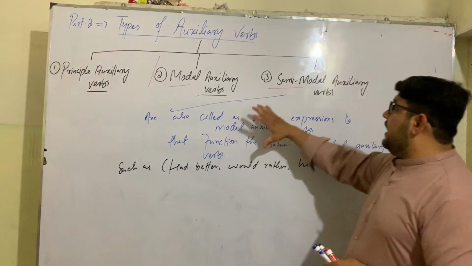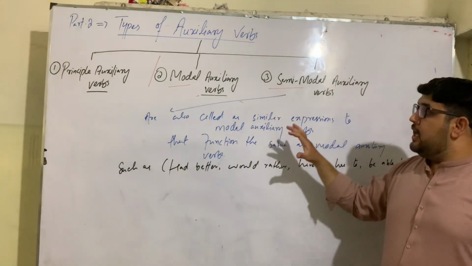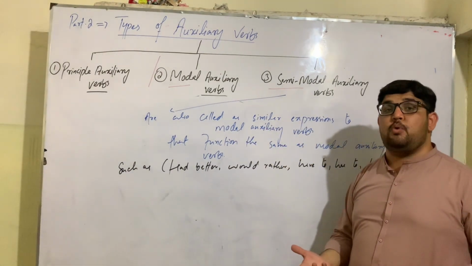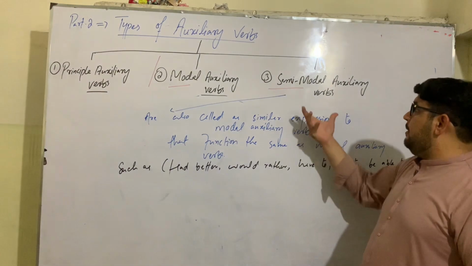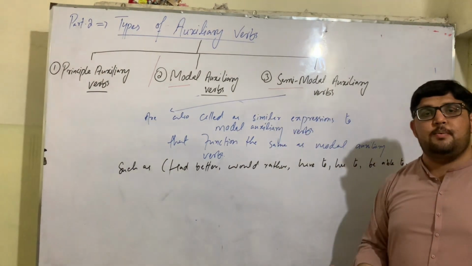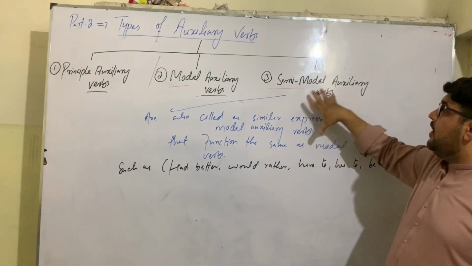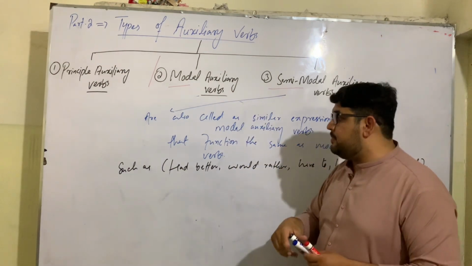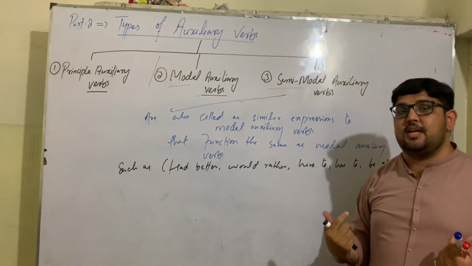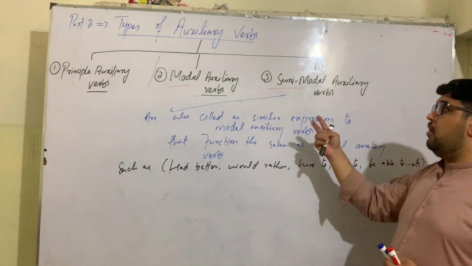Okay, the last type of modal auxiliary verbs are semi-modal auxiliary verbs. Semi-modal auxiliary verbs are also called similar expressions to modal auxiliary verbs. They function the same as modal auxiliary verbs. All semi-modal auxiliary verbs or similar expressions to modal auxiliary verbs have similar functions to modal auxiliary verbs. They function the same.